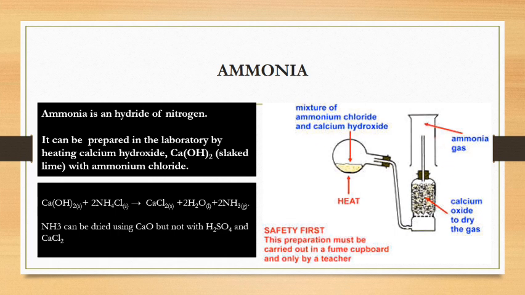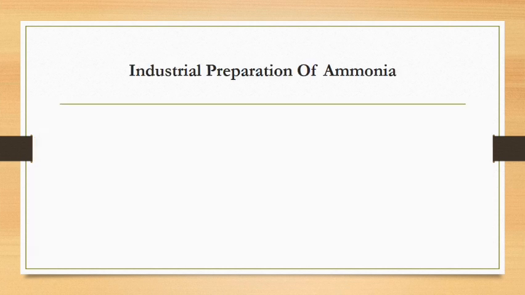And gases that are collected in this way are less dense than air, which simply means they are lighter than air. Let me put it that way. Okay, so now I want to talk about the industrial preparation of ammonia. Industrial preparation just simply means production in large quantity.